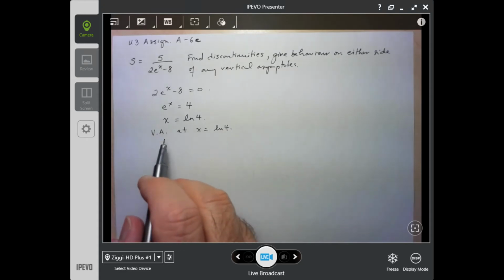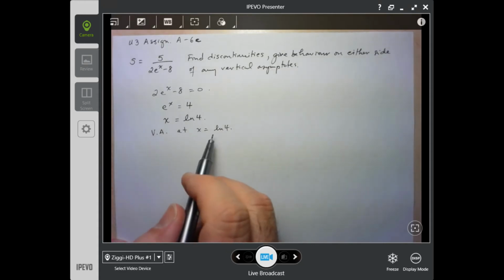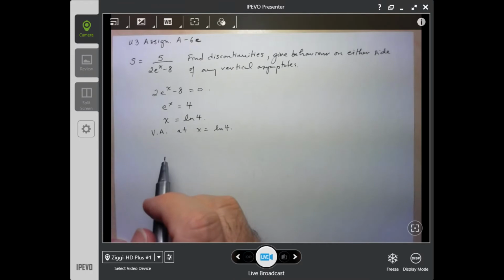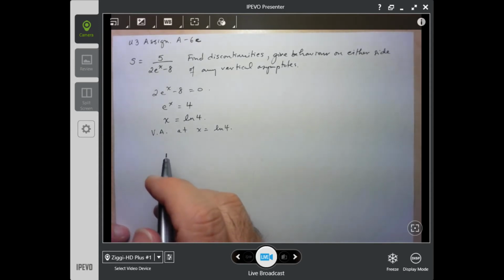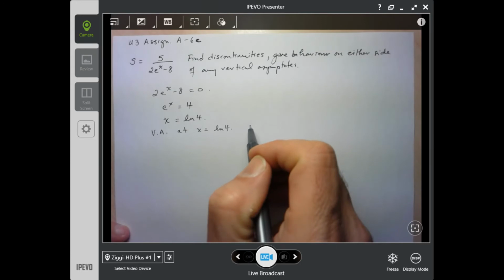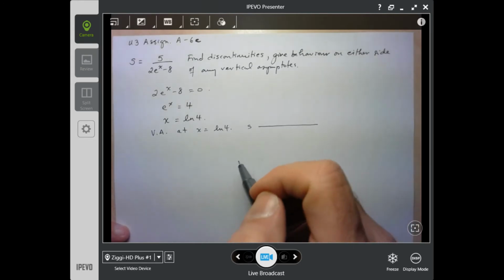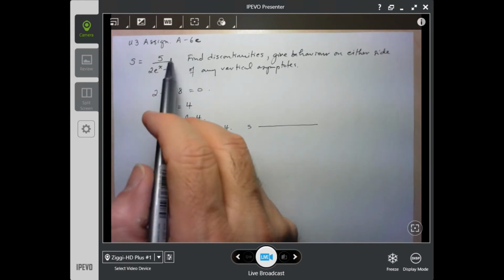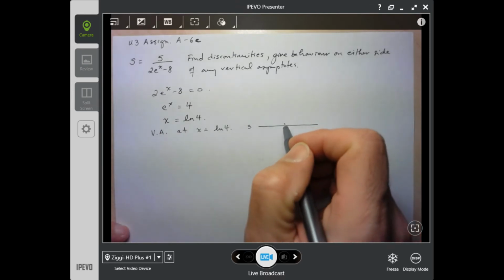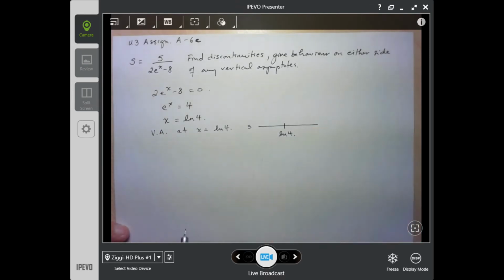They want us to determine the behavior to either side of this asymptote. Okay, so I'm going to use a number line to see what the sign of the function is on either side, because that'll tell me whether it's going to positive or negative infinity. So if I set up my number line, I see that the only place that this function can change sign, in fact, is at ln of 4. All right, so I just have to determine the sign of this function on either side.